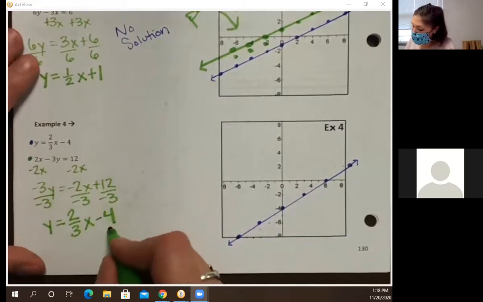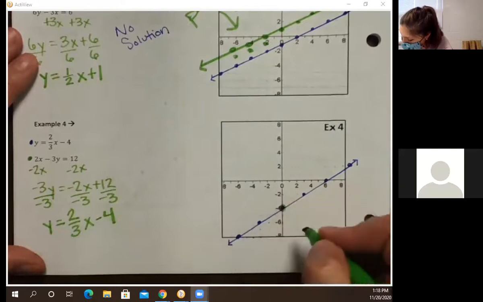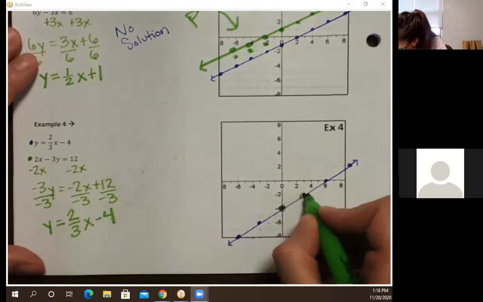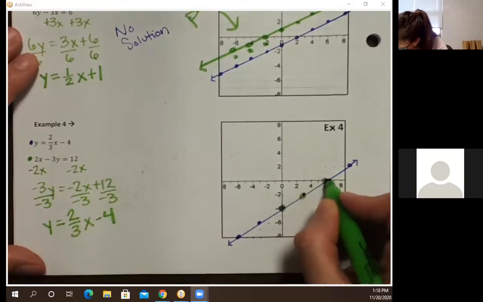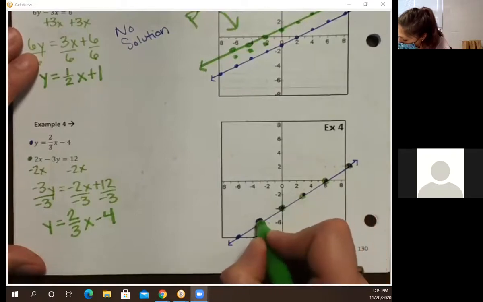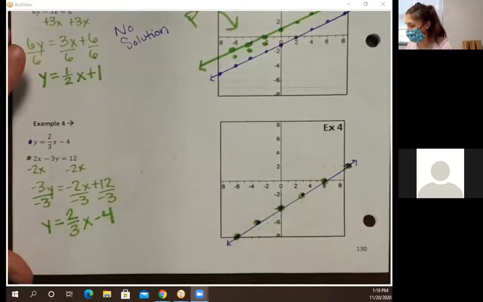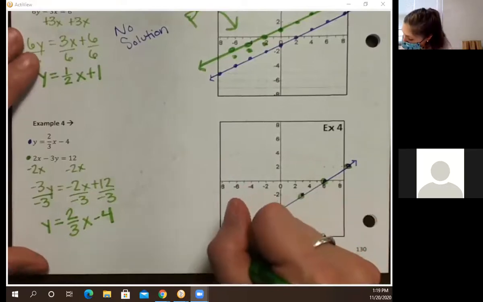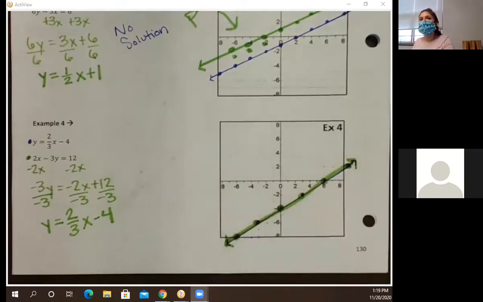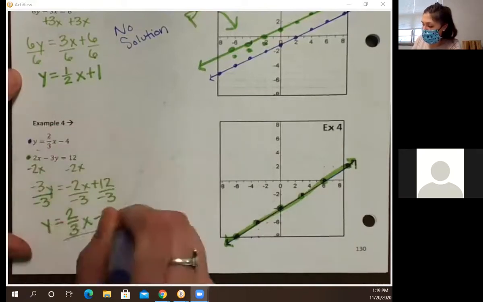So I'm going to plot my y-intercept of negative 4. And then my slope is 2 over 3. So up 2 over 3, up 2 over 3, up 2 over 3, down 2, back 3, down 2, back 3. What do you notice here? Yeah, my lines are going to completely overlap. Every point on the first line is also on the second line. They're the same thing, right? And I can see that from slope-intercept form. They're identical. I got exactly the same thing.